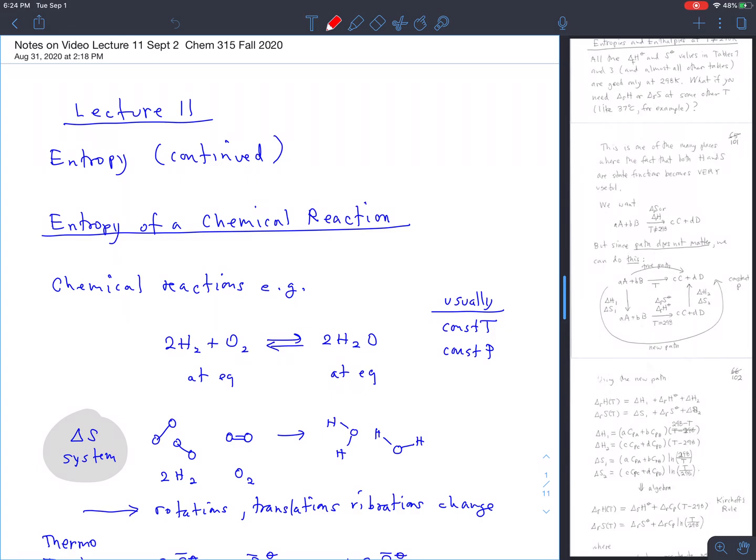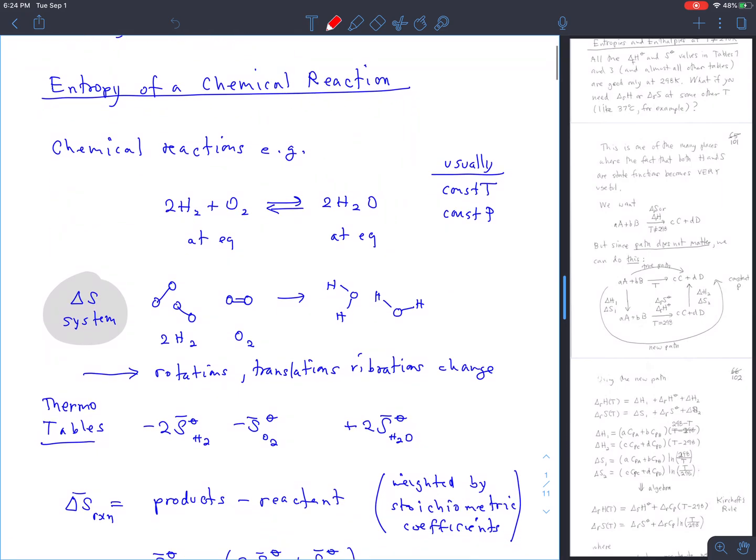We've done a bunch of calculations on essentially mechanical systems, but we haven't yet talked about chemical reactions, and chemical reactions are, of course, by far the most important thing for chemists. So now we shift gears a little bit to talk about the entropy change for a chemical reaction. So let's consider this generic or very common chemical reaction. 2 hydrogens plus an oxygen form 2 waters.